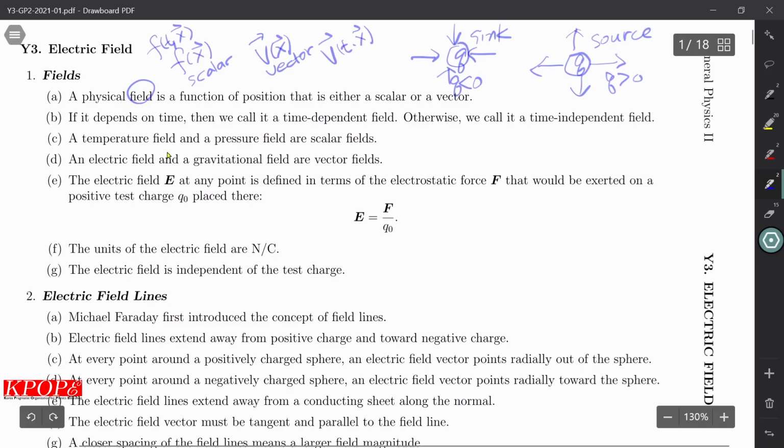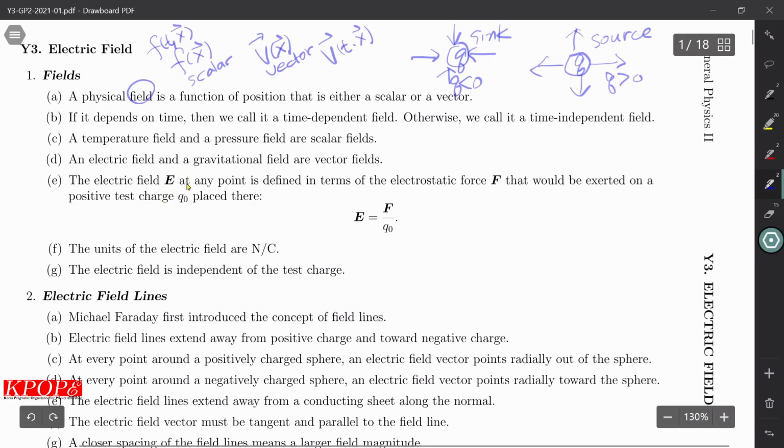A temperature field and a pressure field are scalar fields because temperature and pressure do not have direction. They have magnitude only. So the value of the function is scalar. So we call it scalar field. An electric field and a gravitational field are vector fields because they have both direction and magnitude.